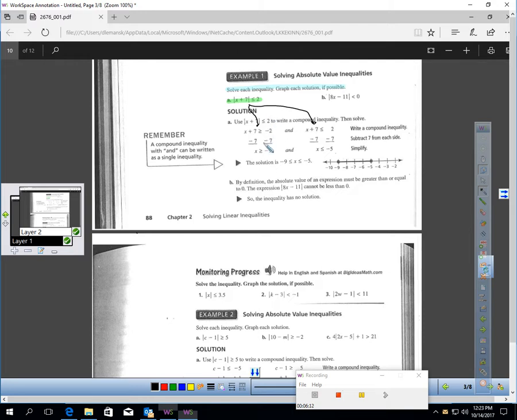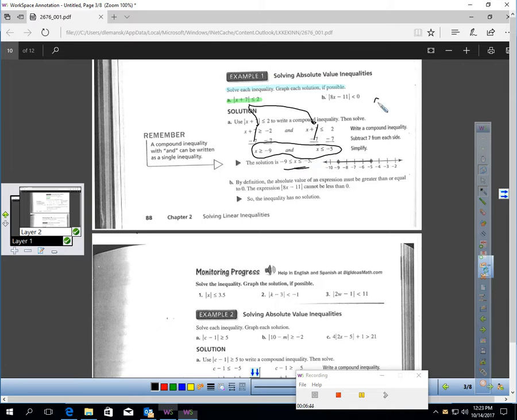Okay, we just got to solve each of these. To get rid of plus 7, you take away 7. X is greater than or equal to negative 9. Over here, you take away 7. X is less than or equal to negative 5. This is an and question, which means you can write this as a triple inequality. Negative 9 less than or equal to x less than or equal to negative 5. So now let's go ahead and graph that.